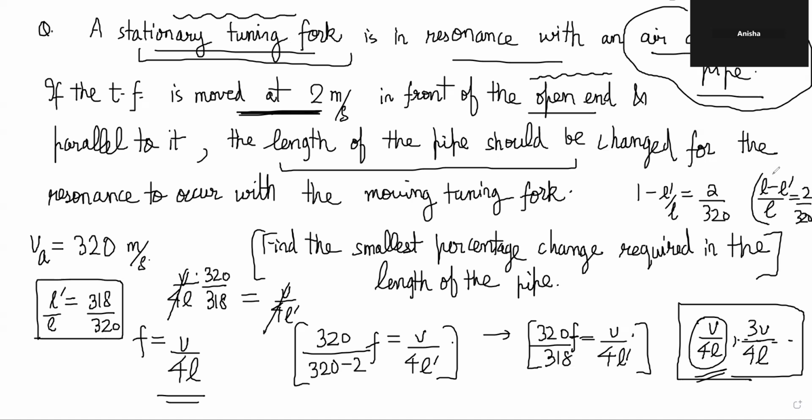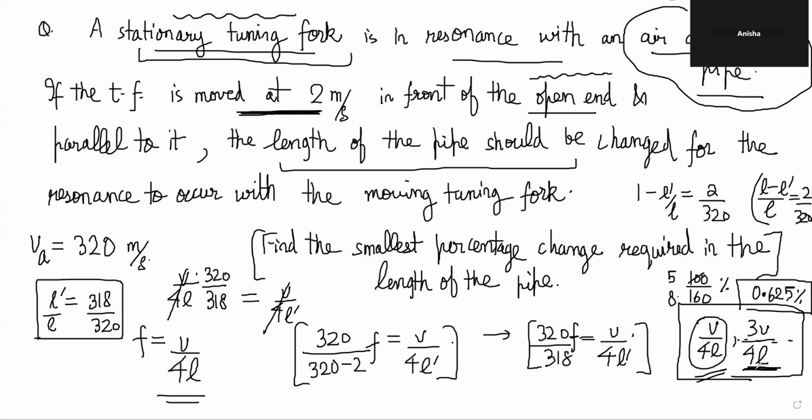So multiplying this by 100 will give you the percentage change. So 200 by 320, so it will be 5 by 8, right? So we are getting 0.625. 0.625% like that. Notice that we could have started with 3V by 4L and so on, right?